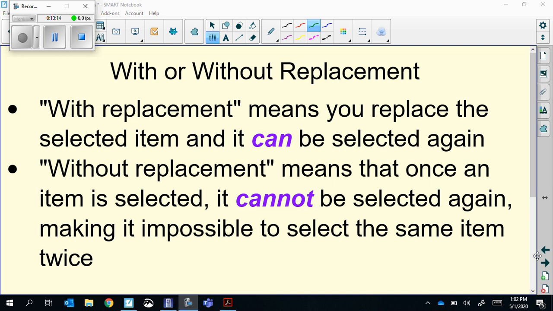Or like in the lottery or bingo, once the number has been selected, they take it out, they set it on the table, and they cannot choose it again. So that would be an example of without replacement, because you're not putting the ball or the popsicle stick or whatever back to be selected again.